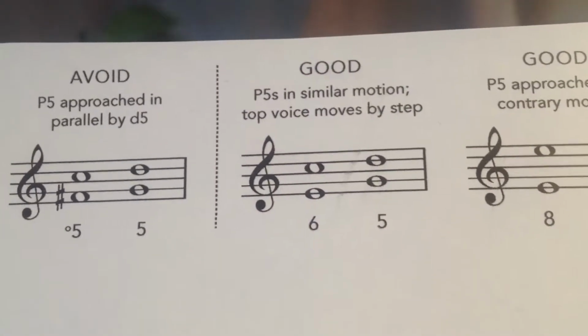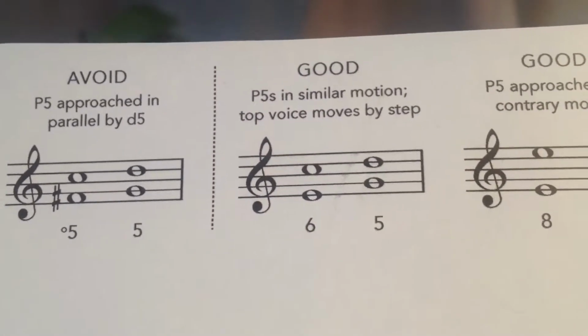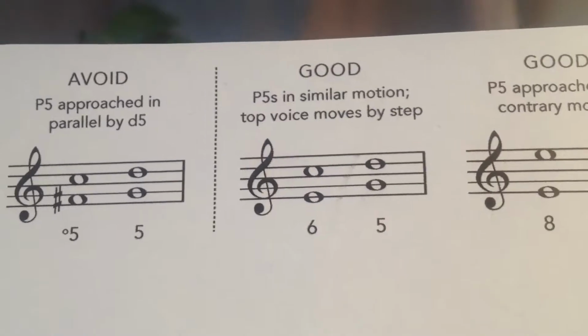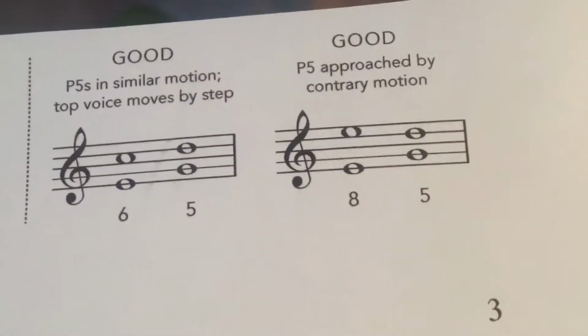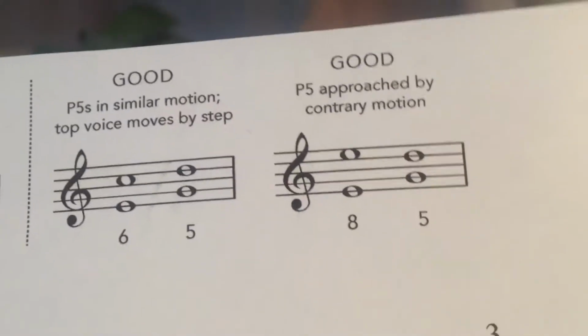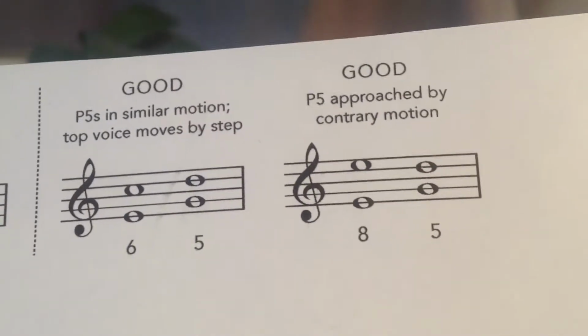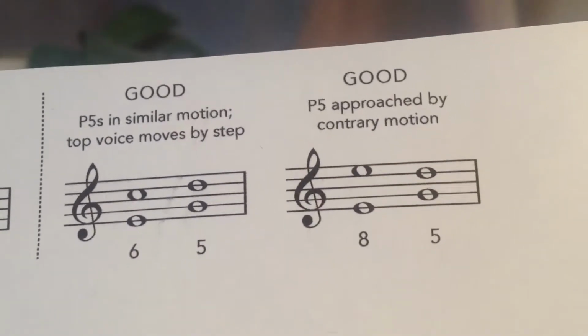This is a good way to use similar motion into a perfect interval. Notice that the upper voice steps while the lower voice skips. And here is the best way to approach a perfect interval, by contrary motion. Alright, so now we're going to get into how we are actually going to write for species harmonic counterpoint.